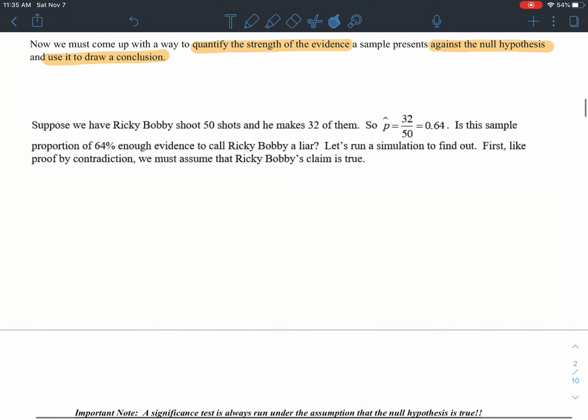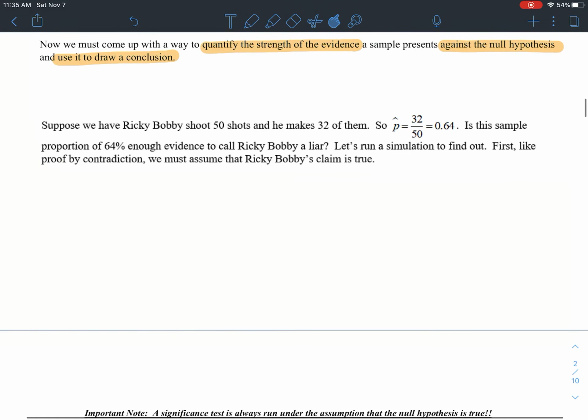Okay, so let's say we have Ricky Bobby shoot 50 shots, and of those 50, he made 32 of them. This is our sample, so I would label this as p-hat. 32 out of 50 gives us a 64% rate that he's making these shots. And so the question is, is 64% strong enough evidence to call Ricky Bobby a liar? At what point do we feel safe enough to say, I'm going to reject your claim?